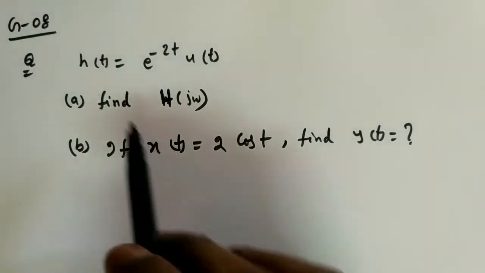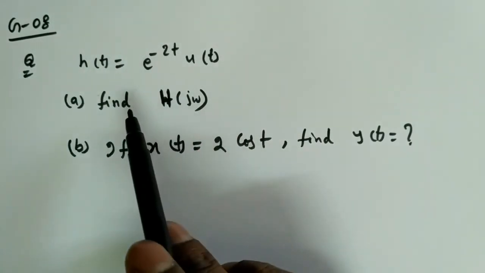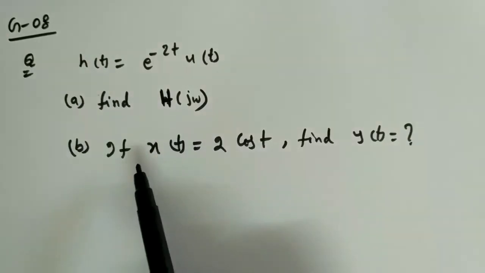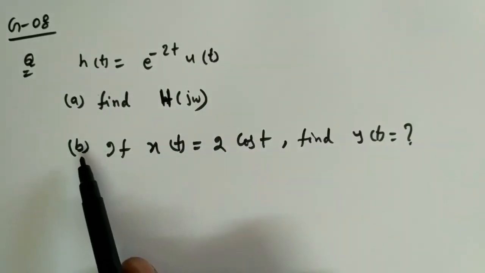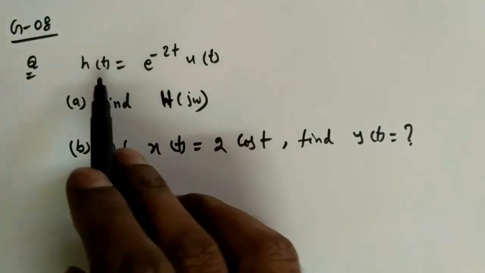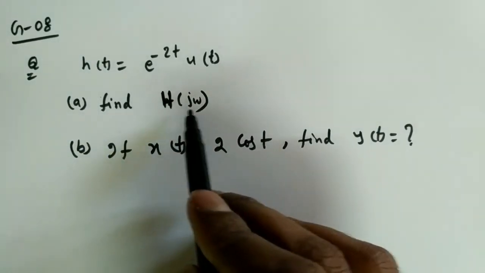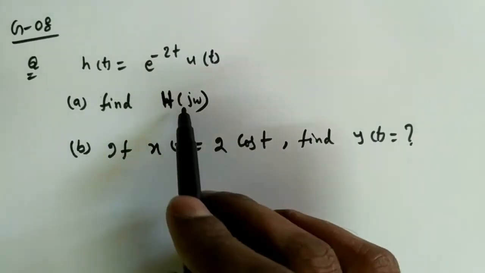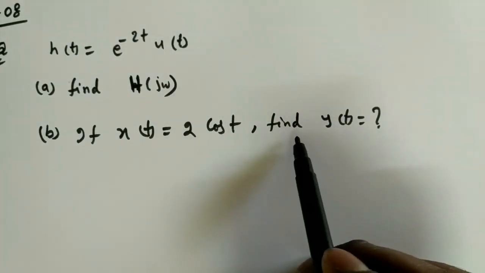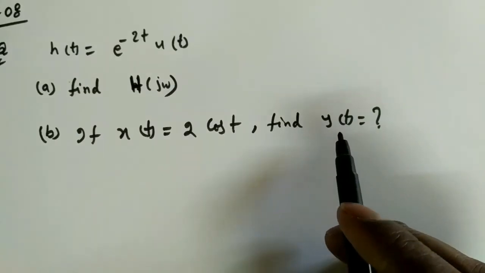Now we'll solve one more question which came in GATE 2018. Actually this question was a linked answer question. That is, if I find a, then only we'll get the correct answer for b, right? Now it's a very simple question actually. h of t is given as e power minus 2t u of t, so we need to find h of j omega, the Fourier transform of h of t. Then if x of t is 2 cos t, we need to find y of t, right?